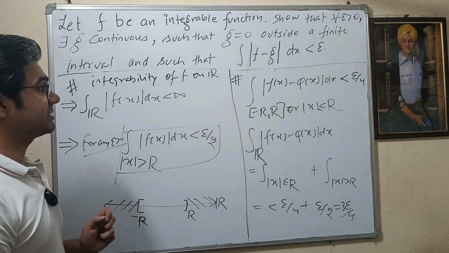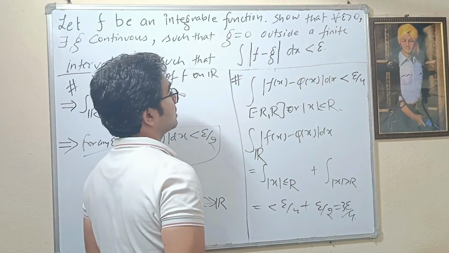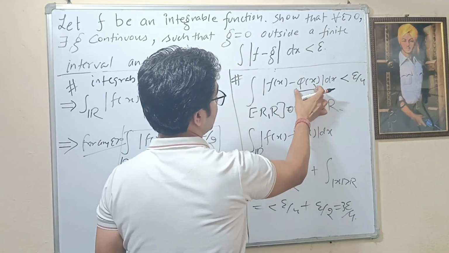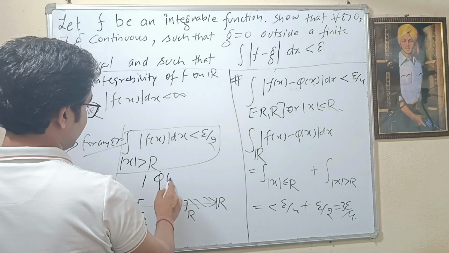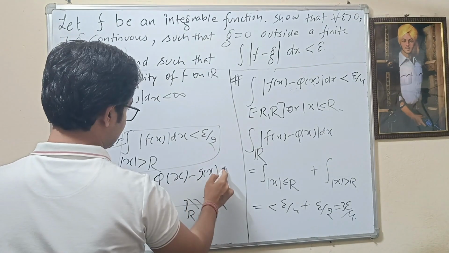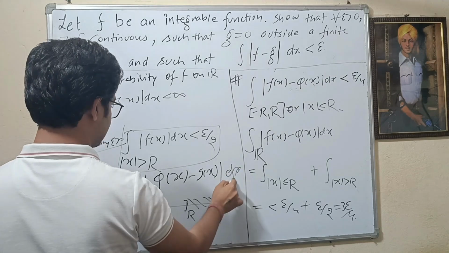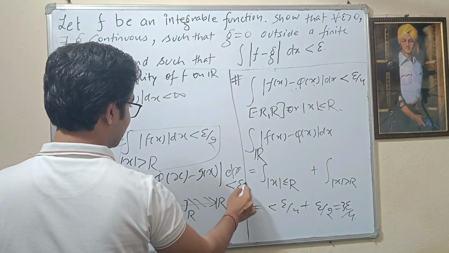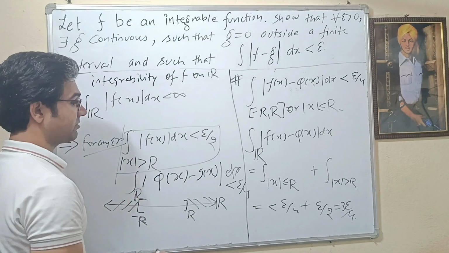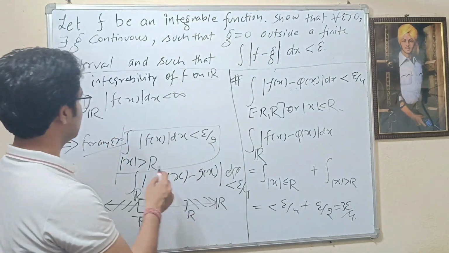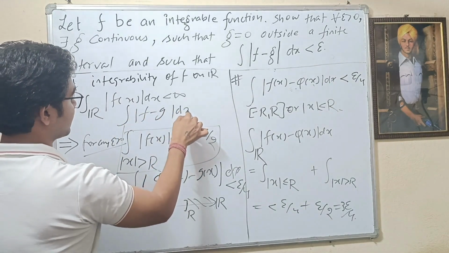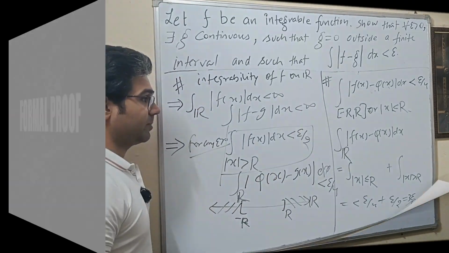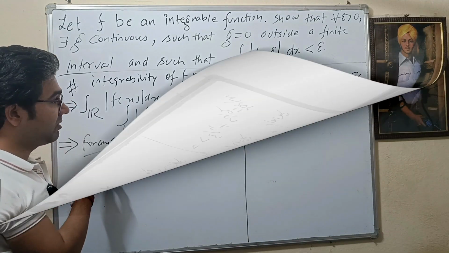Now our third step will be to approximate this step function by a continuous function g(x), like this: the integral of phi(x) minus g(x) dx over whole R will be less than epsilon by 4. Then by using the triangle inequality, we will show the integral of f minus g dx is less than epsilon. So we'll write the proof.